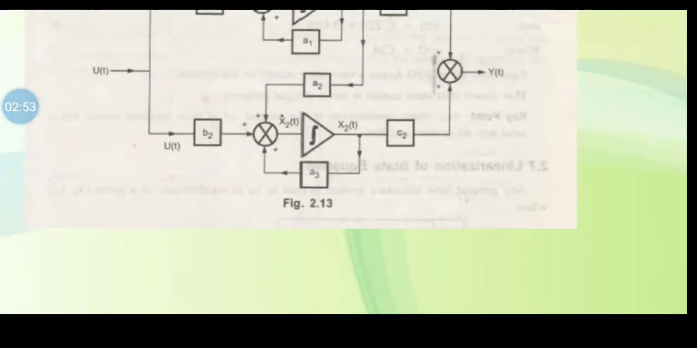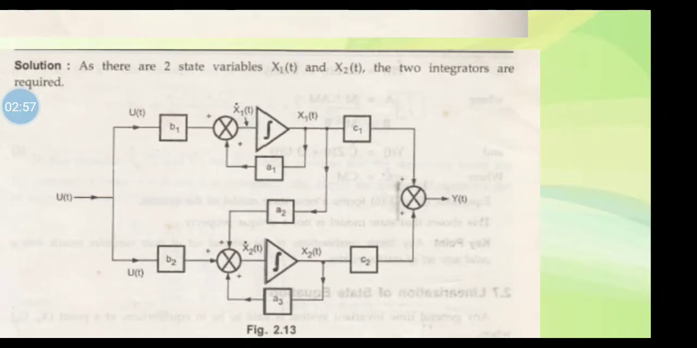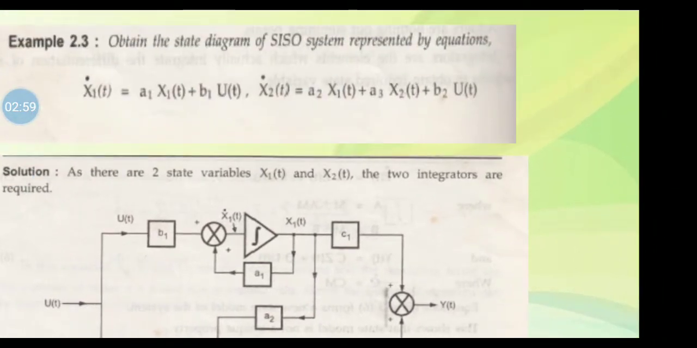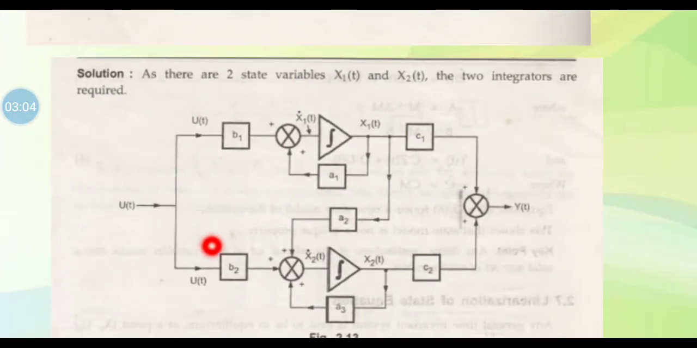Then we have to draw the diagram. What is x1 dot t? It is a1 x1 t plus b1 u of t. This is taken to be u of t. Then this is b2, and this is b1. So b1 u of t, this is a1, this is x1 t. a1 x1 t plus b1 u of t will give x1 dot t.